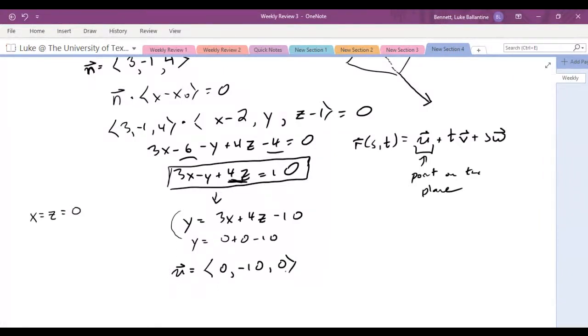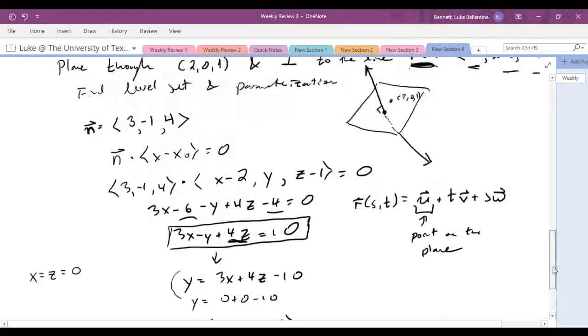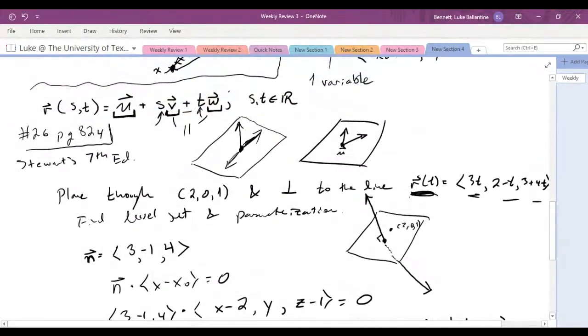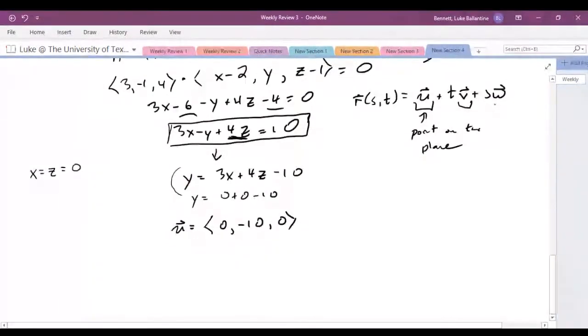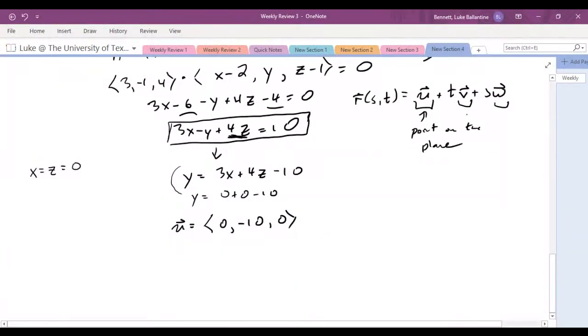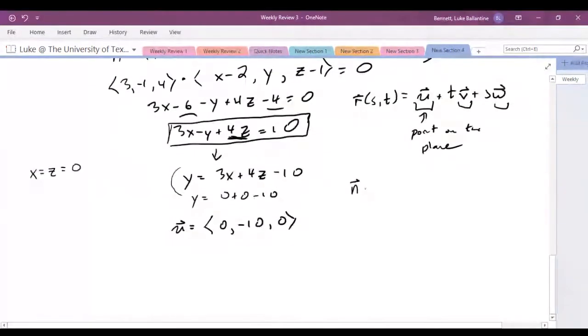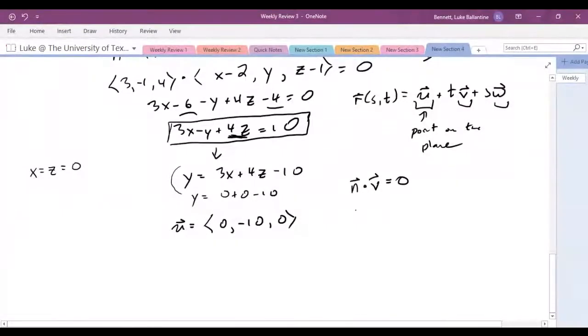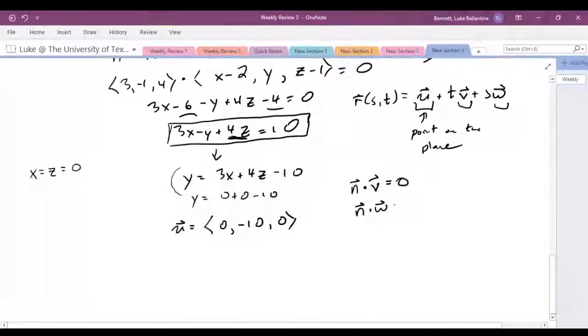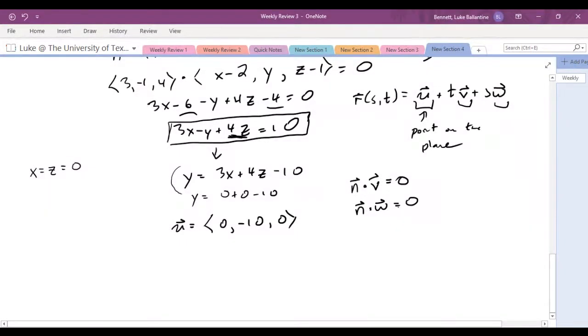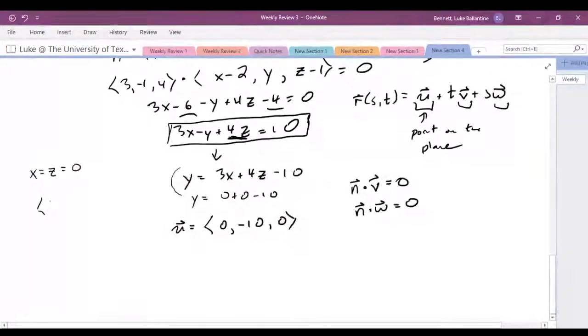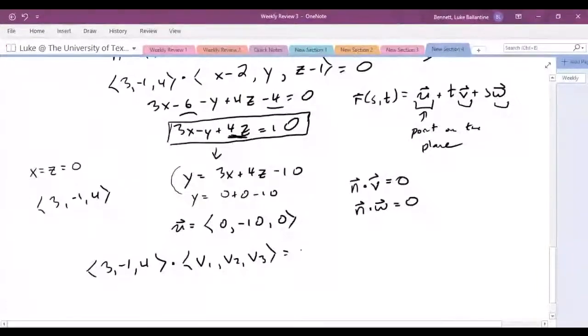All right. So now we need two vectors perpendicular to the normal vector. We need this V vector and this W vector. So how I'm going to do that is I'm going to say, okay, well, we want this normal vector dotted with V to be equal to 0, and the normal vector dotted with W to be equal to 0. Okay? We know what the normal vector is. The normal vector is 3, negative 1, 4. And so I'm going to do 3, negative 1, 4, dot V1, V2, V3 equals 0.